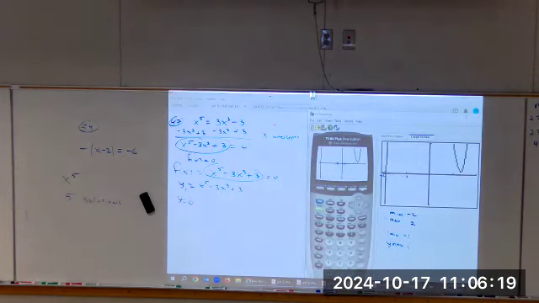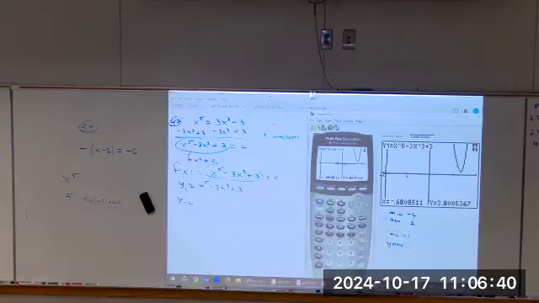Now, some people like to just go trace it. And here's the problem with tracing. You hit trace and you start moving the cursor back and forth, and you try to trace it over there, and you know what? You're never going to get perfectly on 0. So why trace when the calculator will actually give you the answer?